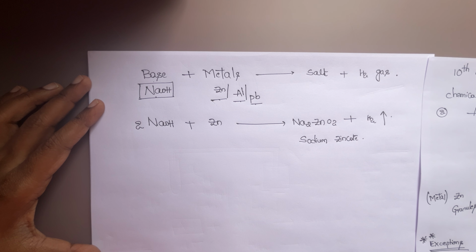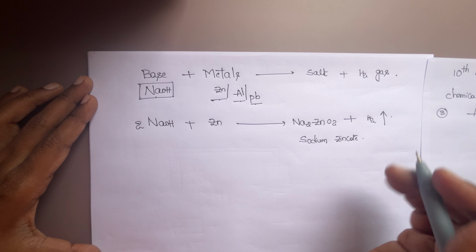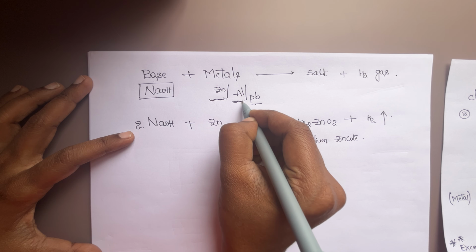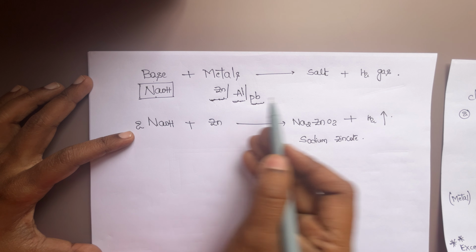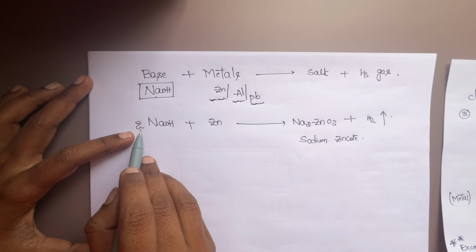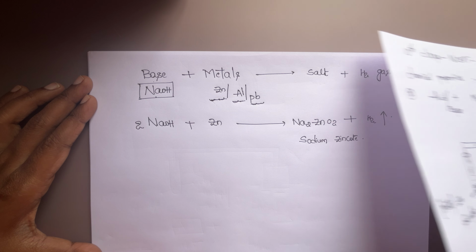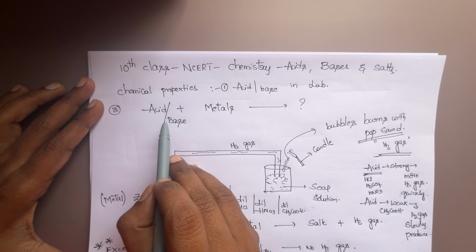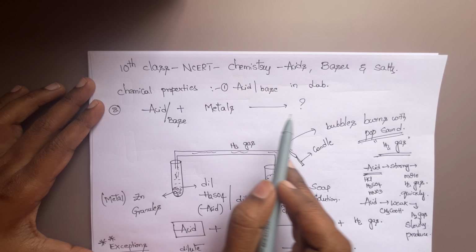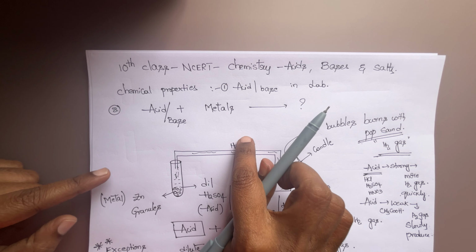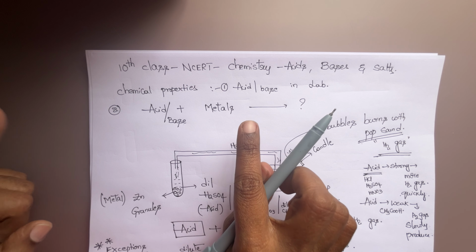With bases also hydrogen gas is produced, but it is not a common reaction. Only with the metals zinc, aluminum, lead do bases react and form hydrogen gas. The example I have given. With this, the second chemical property of acids and bases, how acid or base reacts with metals, I have completed. The first property I completed in the previous video. If you want that, watch that video and come to the second property. So thank you.